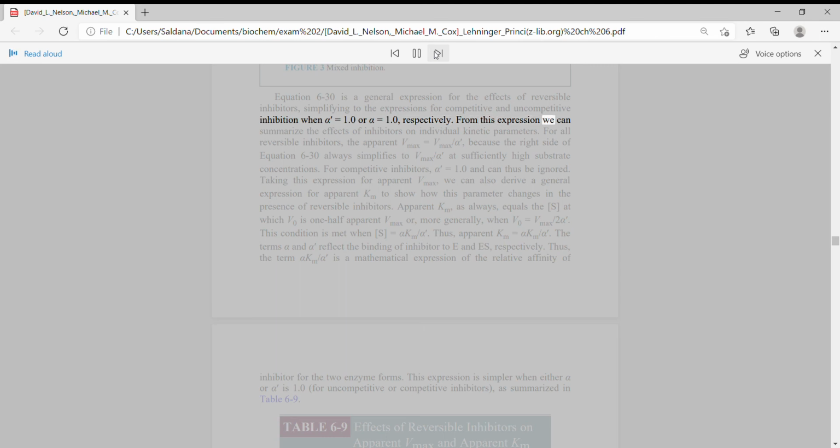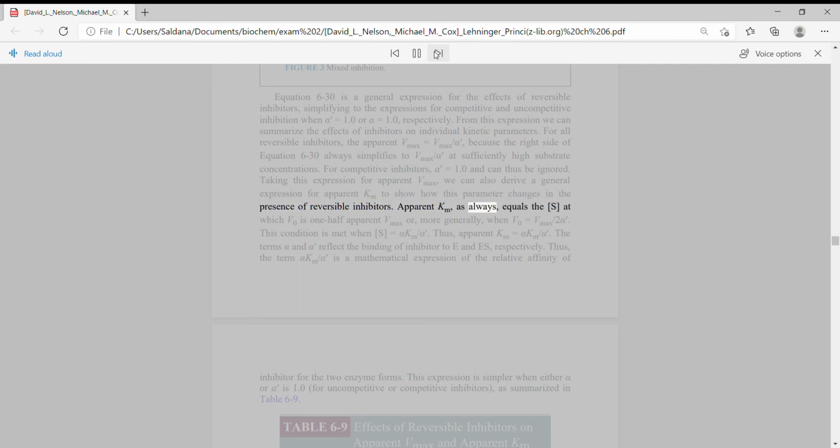From this expression we can summarize the effects of inhibitors on individual kinetic parameters. For all reversible inhibitors, the apparent Vmax equals Vmax/α', because the right side of equation 6-30 always simplifies to Vmax/α' at sufficiently high substrate concentrations. For competitive inhibitors, α' equals 1.0 and can thus be ignored. Taking this expression for apparent Vmax, we can also derive a general expression for apparent Km to show how this parameter changes in the presence of reversible inhibitors.